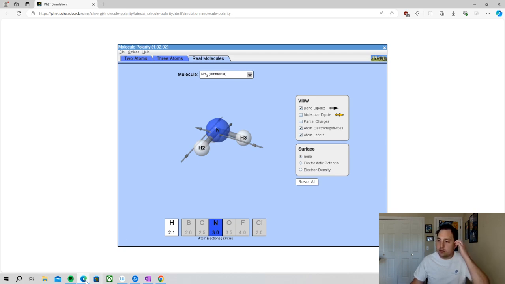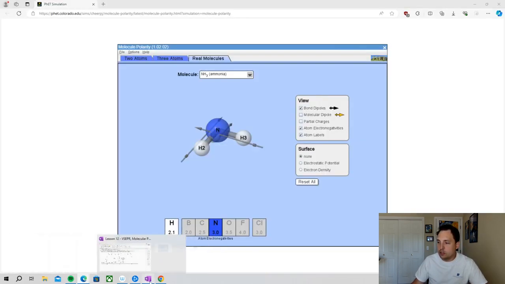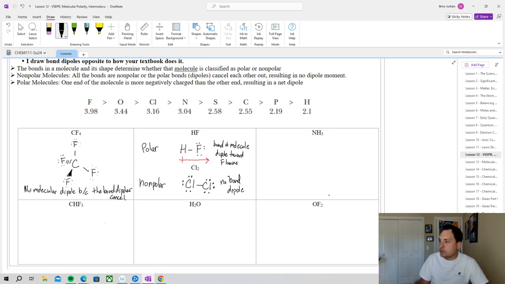Before I go and look at the molecular dipole, let's draw the Lewis structure. So there's overall 8 valence electrons that we can distribute. One of those is going to go on the nitrogen.